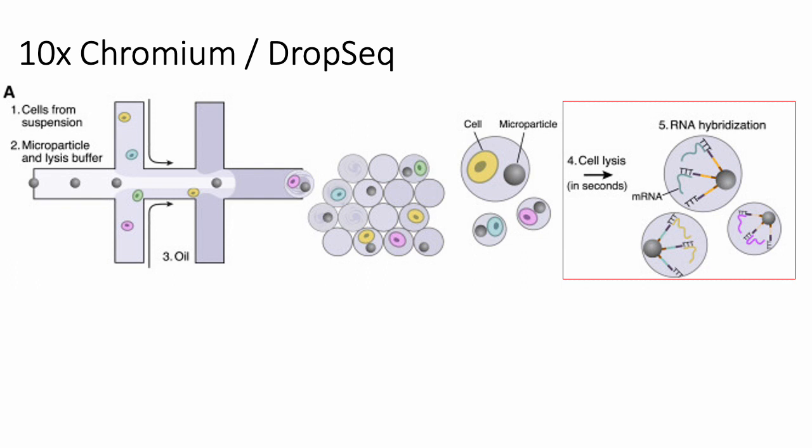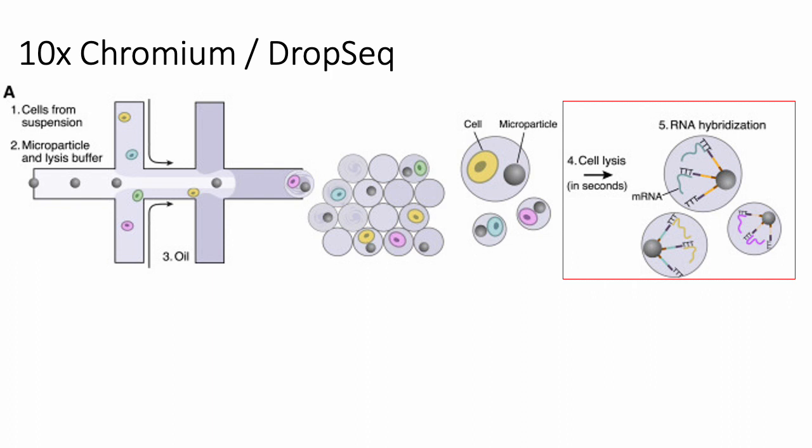And so the idea is that after the droplets are formed, the cells get lysed, and the mRNA contents get dumped into the droplet. And so the idea of the beads is that each one of these beads, or what are called microparticles here, have a bunch of primers hanging off of them. And each primer has a poly-T tail that basically allows them to get hybridized to the poly-A tails of mRNA from the lysed cells.